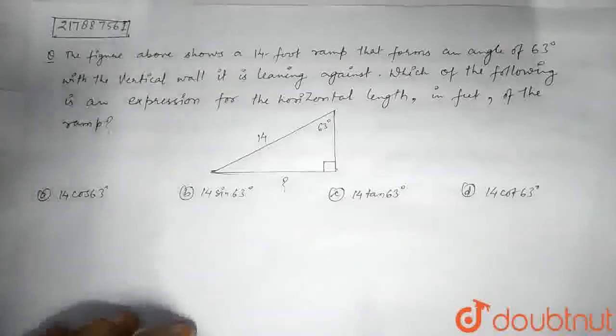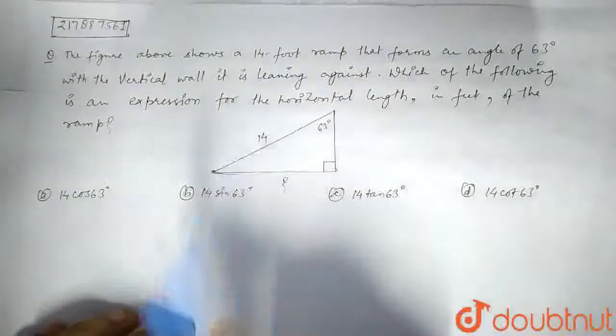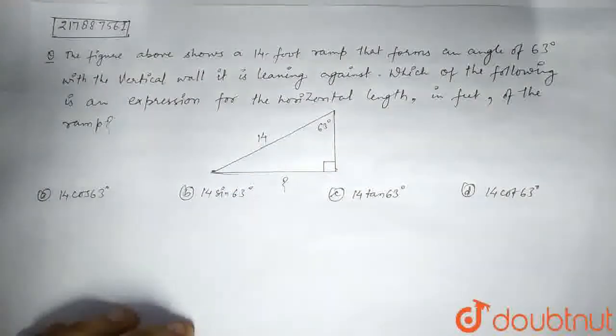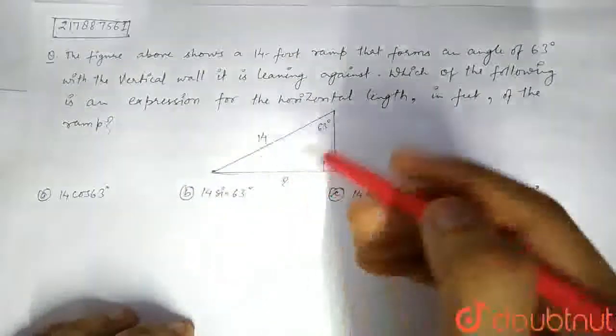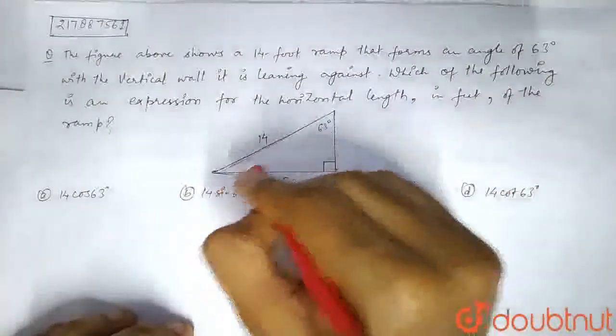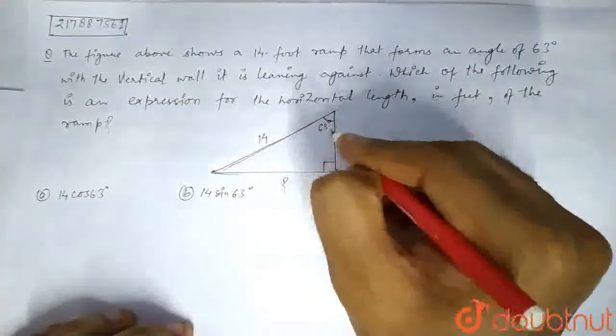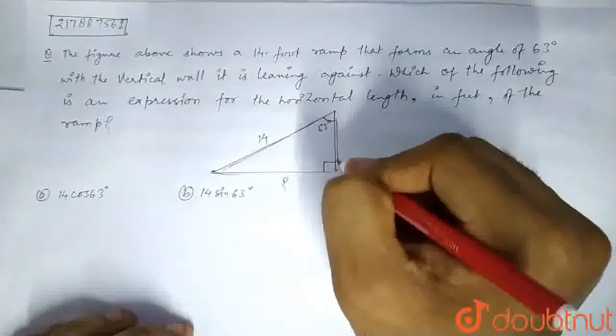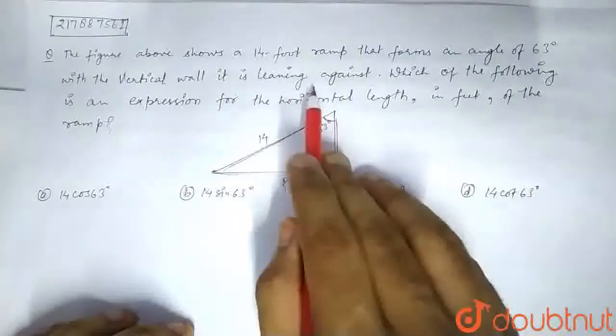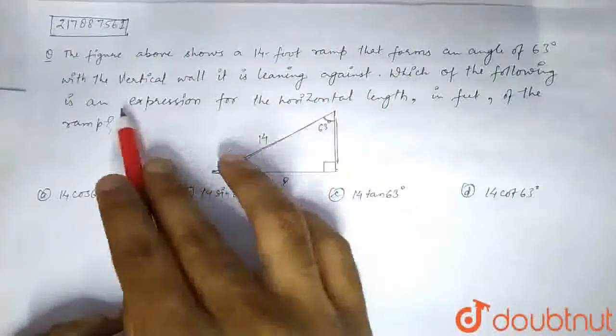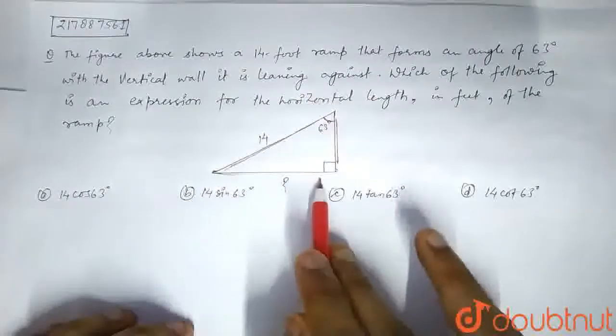So the question is, the figure above shows a 14-foot ramp that forms an angle of 60 degrees with the vertical wall. There is a 14-foot ramp which makes an angle of 60 degrees with the wall. This is the wall. Okay, it is leaning against it. Which of the following is an expression for the horizontal length in feet of the ramp?